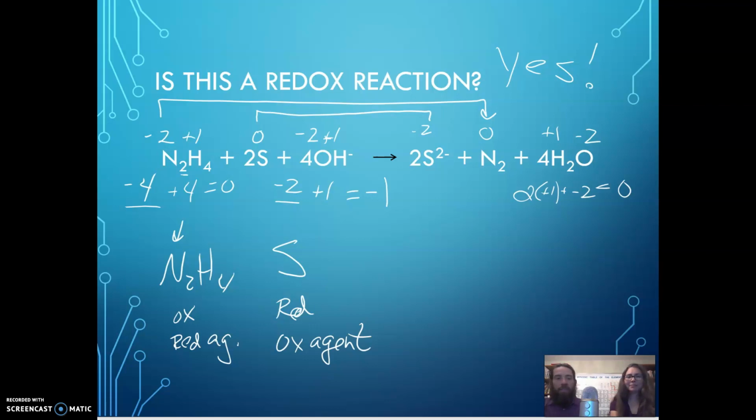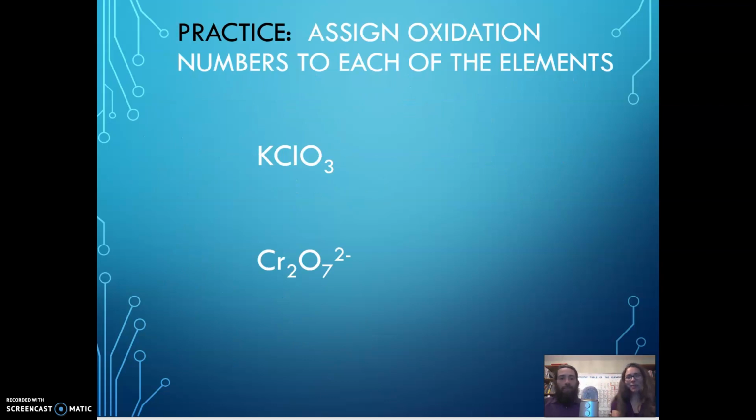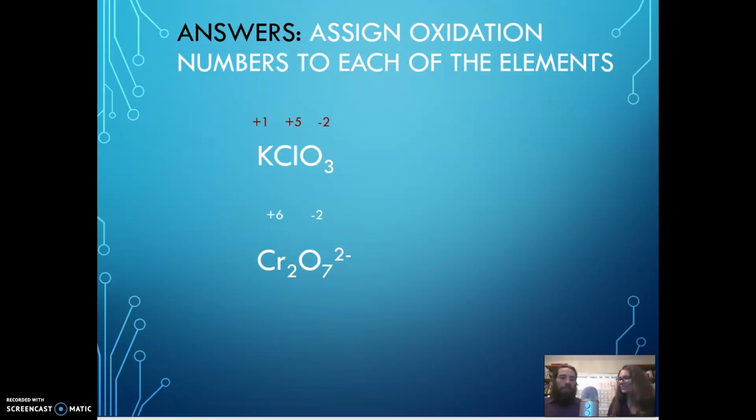And balancing redox reactions are another whole topic. Let's practice. Try to assign the oxidation numbers to each of the elements in the following. The second one is an ion, so they're all going to add up to -2. And the first one, they'll all add up to 0. Pause the video and give it a try. Okay, so there's your answers. Hopefully you got those correct. If you did, you're well on your way to being able to do this. It's not that bad. There's just a lot of strange rules, but you're in the know.